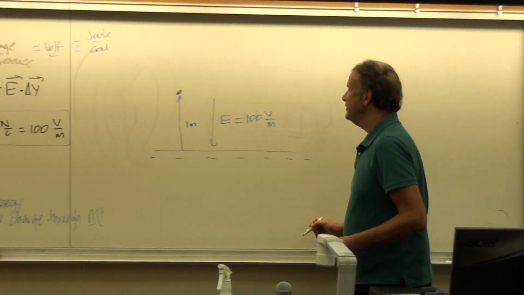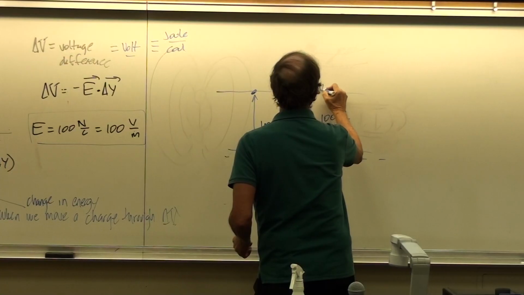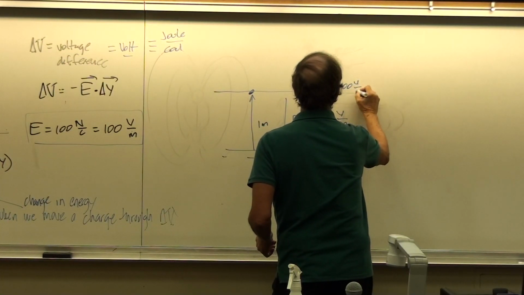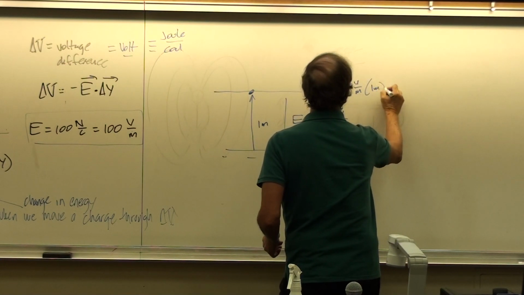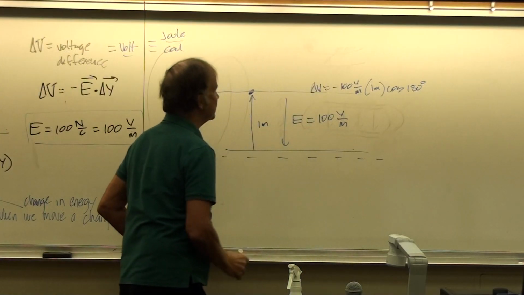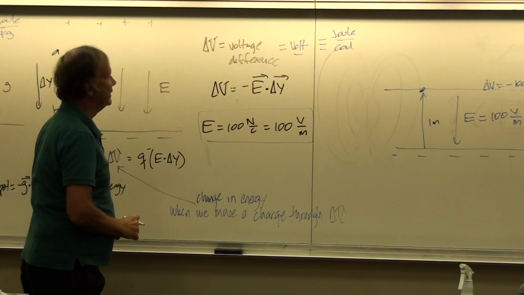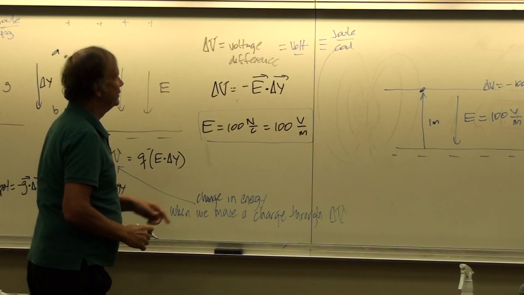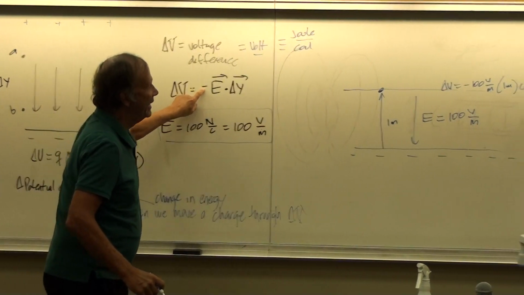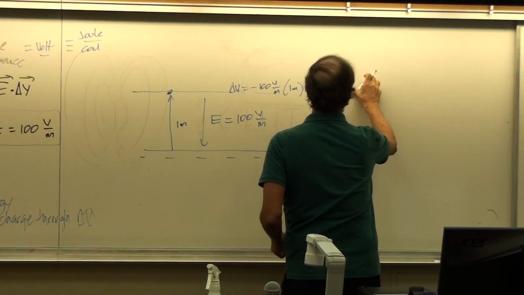And so if that's the case, then if we go up 1 meter, the change in voltage is going to be equal to minus 100 volts per meter times 1 meter times the cosine of 180, because it's a dot product here, E dot delta y. Since we're going against the field, the cosine of 180 cancels out the minus sign and gives us plus 100 volts.